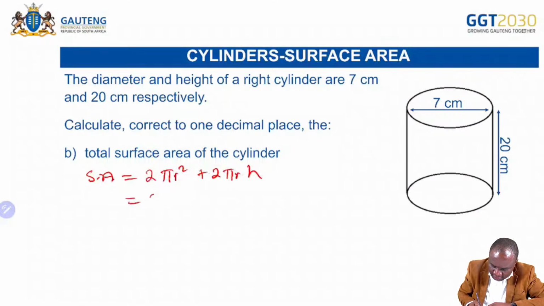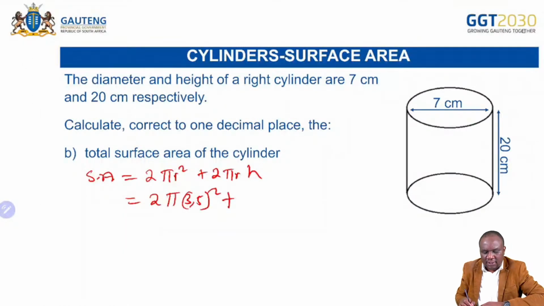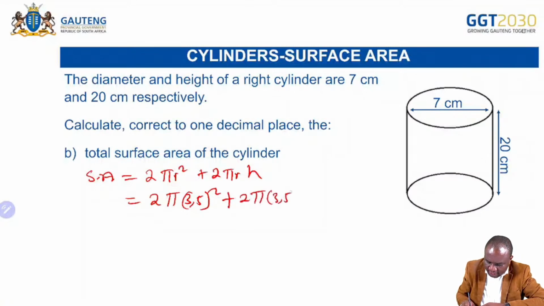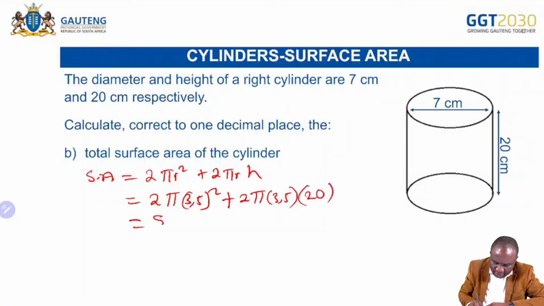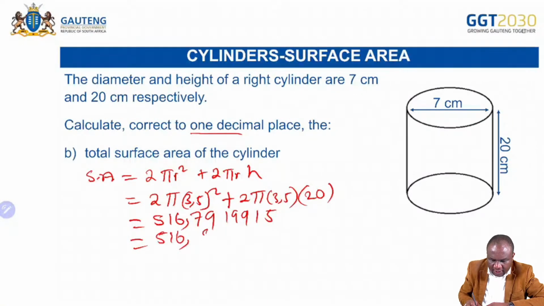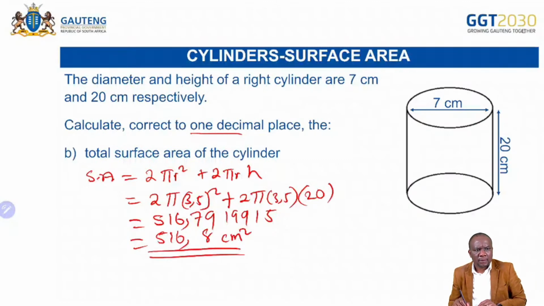Now we know how to use your calculator. So 2 times pi times radius squared, 3,5 squared, plus 2 times pi, use your pi in the calculator, radius 3,5, and then the height is 20. Put this in the calculator, we get 516,7919915, and then 1 decimal place, you get 516,8 square centimeters, because that's area. Okay, right, that is that on the cylinder.